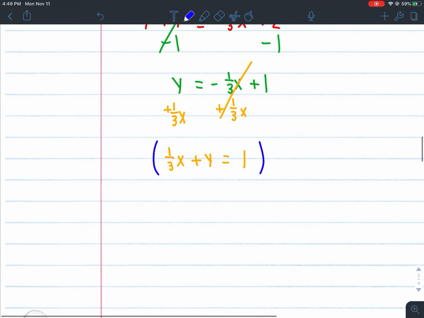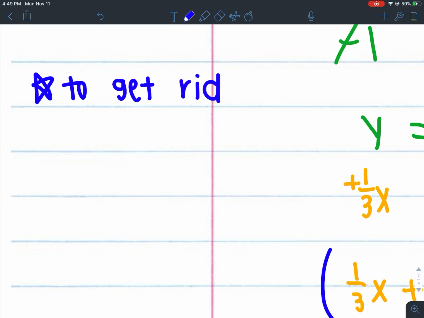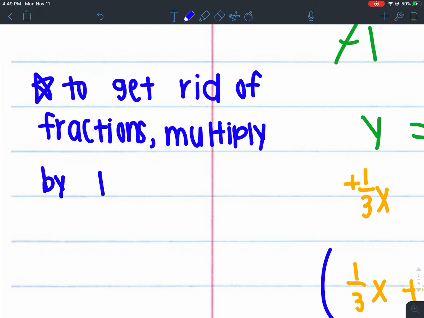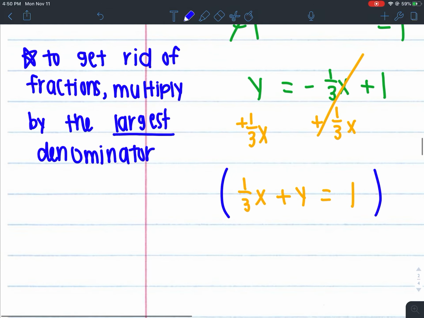Well, we're going to multiply everything by a certain number. Now here's the thing, to get rid of fractions, right? We hate fractions. We want to get rid of them. So make a note of this to yourself: to get rid of fractions, multiply by the largest denominator.